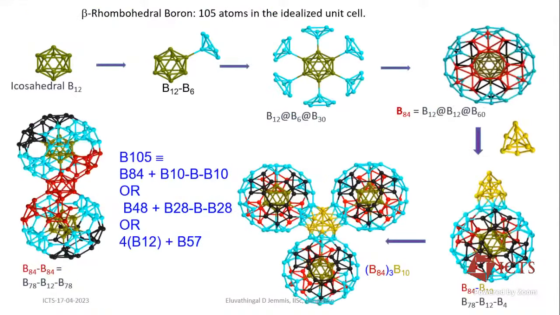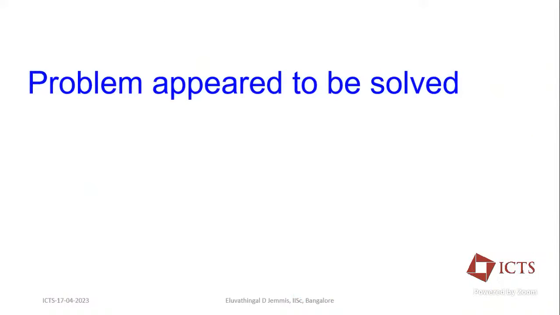Now, 1.66 extra boron atoms, 1.66 into 3. Each boron has 3 valence electrons, right? 1.66 into 3 is 5, right? So these 5 electrons that we are looking for are somehow obtained by having extra occupancies of the boron. So B105 is actually B105 plus B1.66. B106.66 is the unit cell. We thought the problem was kind of solved.